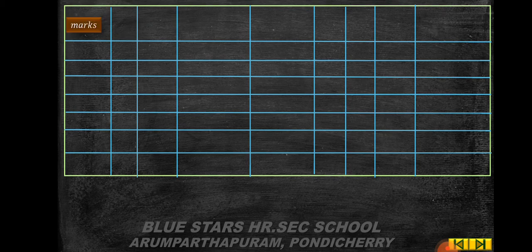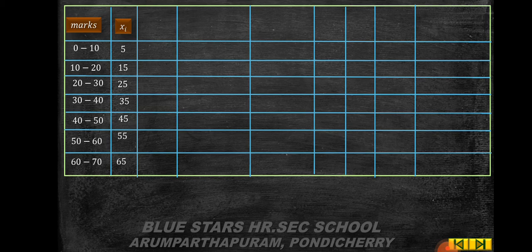So put the tabular column. Marks 0 to 10, 10 to 20, 20 to 30, 30 to 40, 40 to 50, 50 to 60, 60 to 70. And xi is 5, 15, 25, 35, 45, 55, 65. How you have to find xi: 0 plus 10 by 2, then 10 plus 20 by 2, that is 30 by 2 is 15. Next, Fi is given in the question: 8, 12, 17, 14, 9, 7, 4.